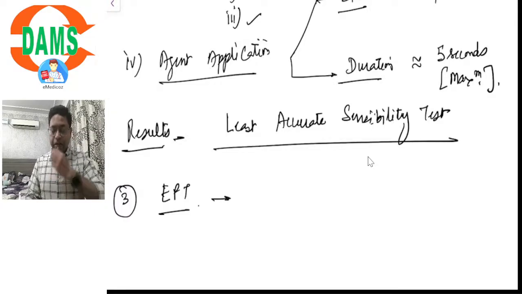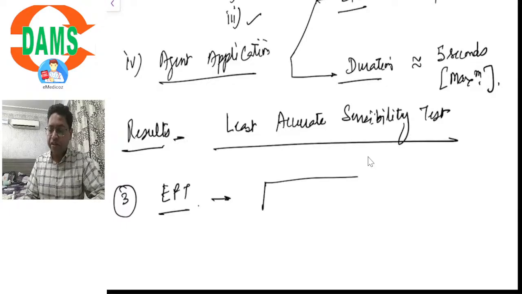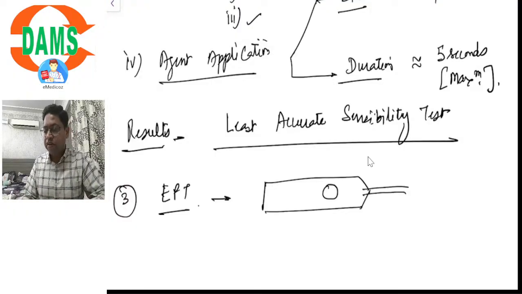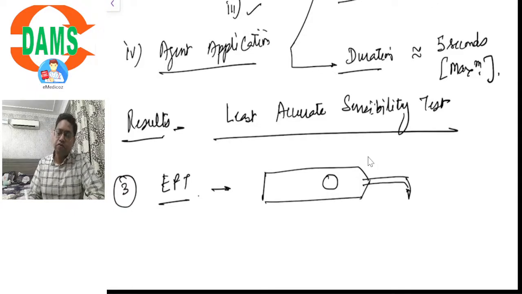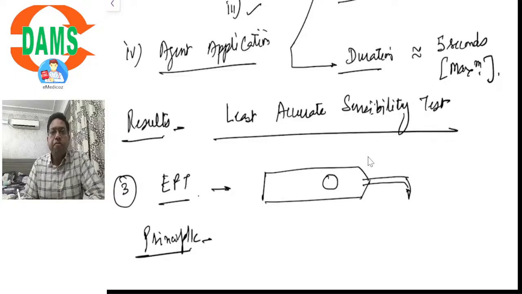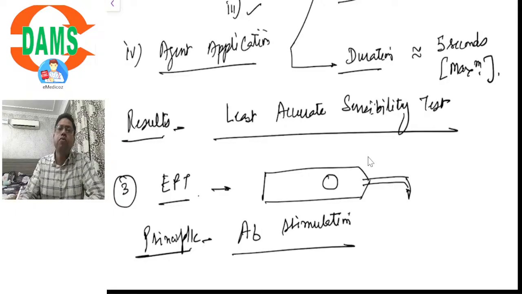This electric pulp testing, as the name indicates, would be using an electric pulp tester. Electric pulp tester is a device like this. It is a handheld battery operated device with a probe tip that is placed onto the tooth. So what is the principle? Now, the principle would be either of the two, the A delta or the C fibers. Here, what is the target? Is again A delta fiber stimulation, just like cold testing.